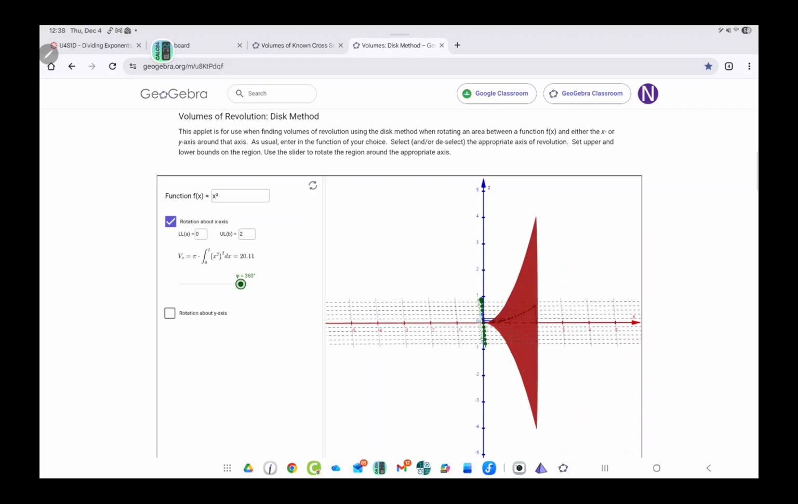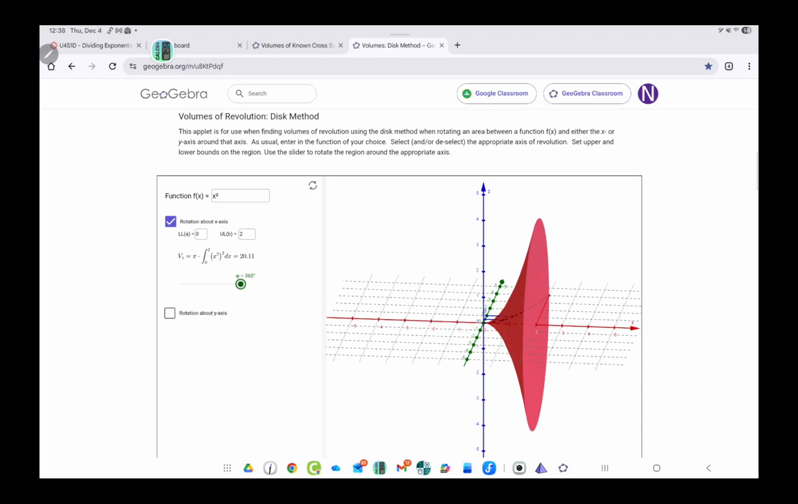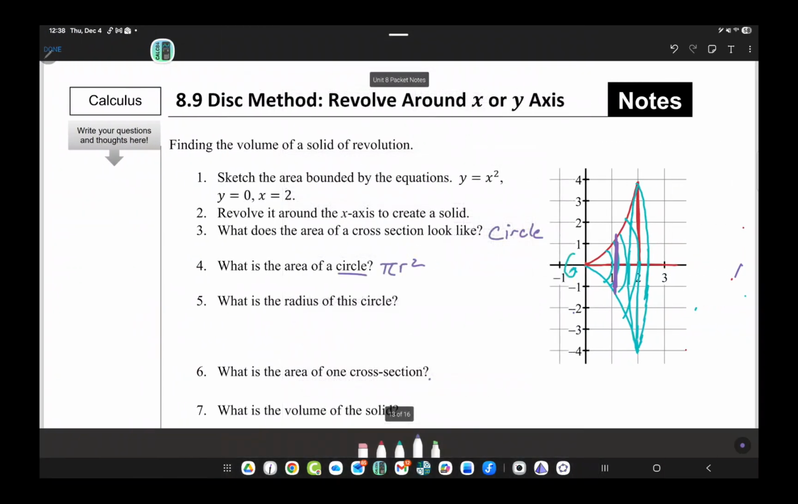Yeah, it does form a circle. All right. So what is the radius of that circle? It's not an actual number. It's the height. It's f of x, which in this case is what? x squared. Right here.